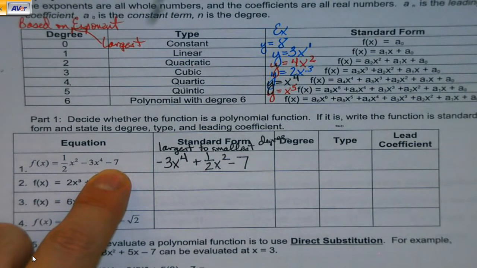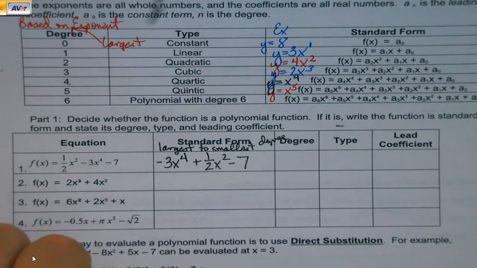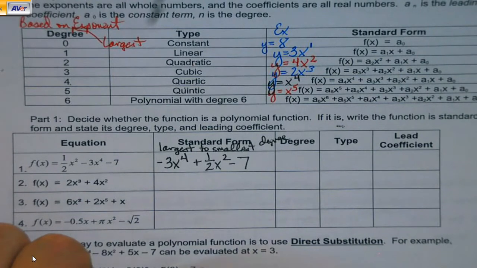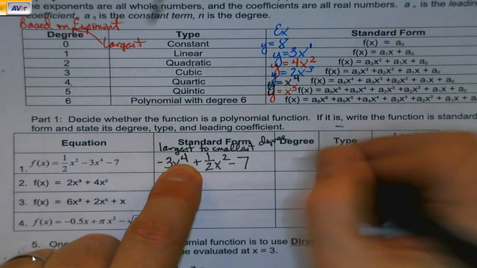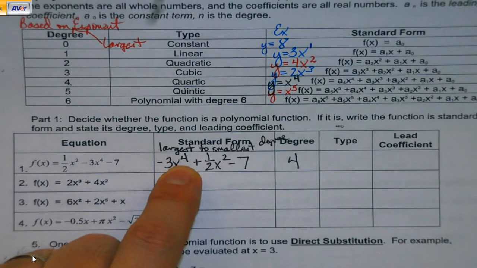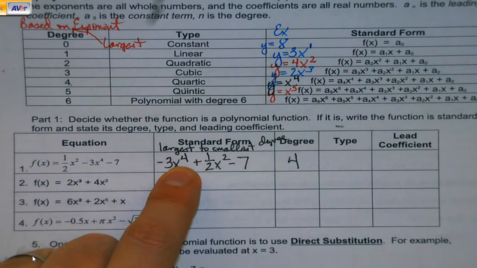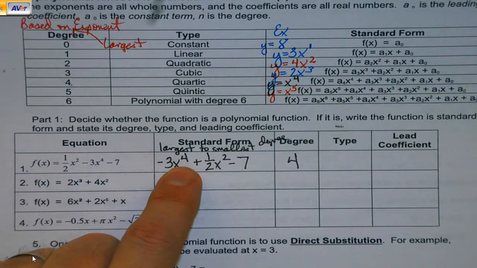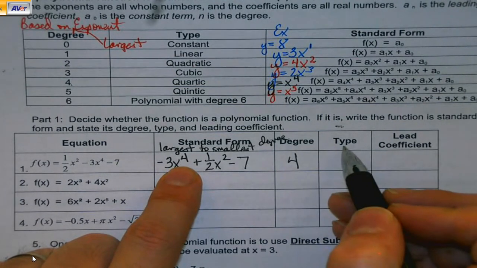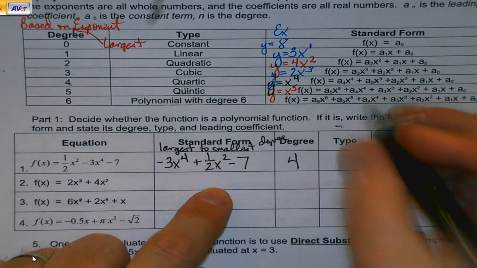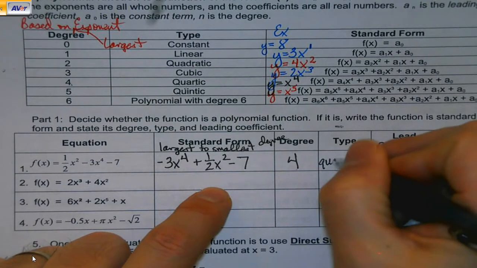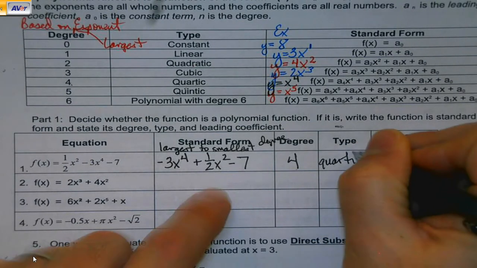And I'd keep going until I got to my constant term, and then I'm done. So 4, then 2, then 0. My degree is just my exponent on my first term, once I have it in standard form, that is. Type, again, if you need to use the chart here at the start, there's nothing wrong with that. But again, 4 is like a quarter, so we'd write quartic.